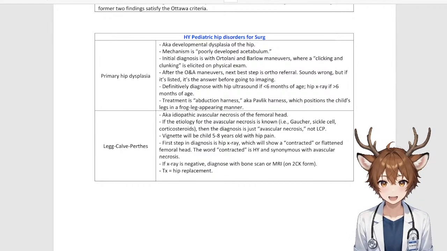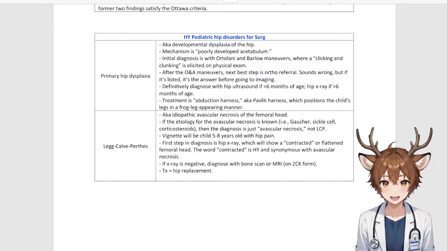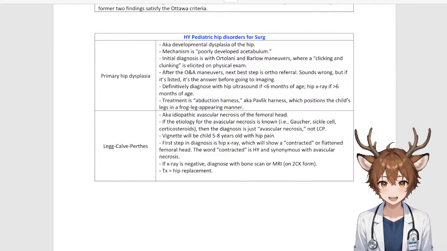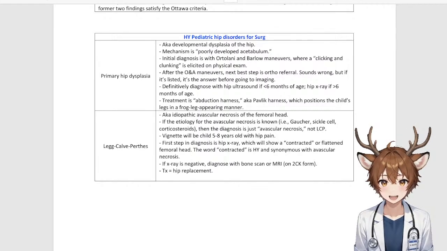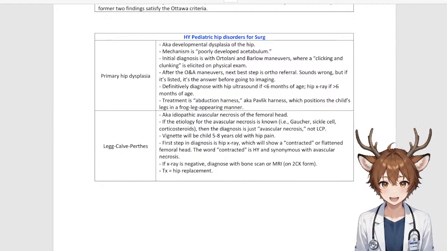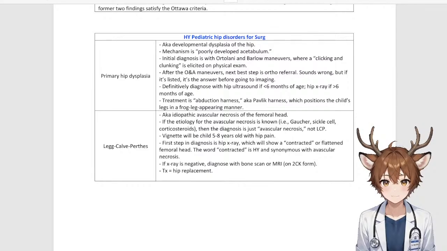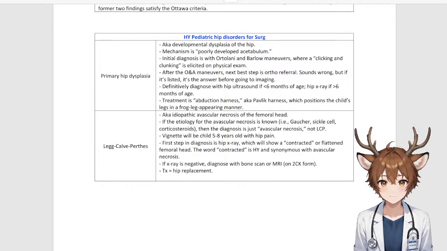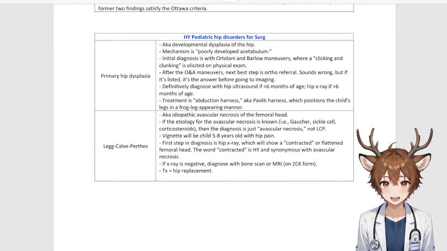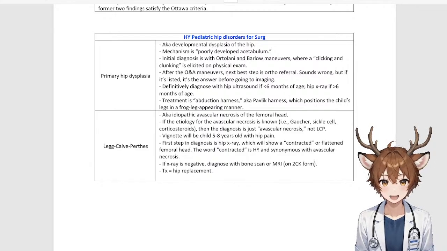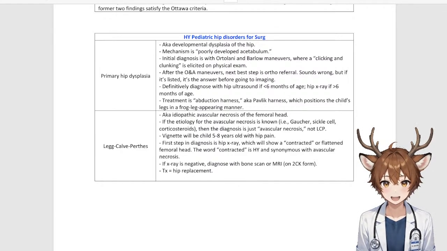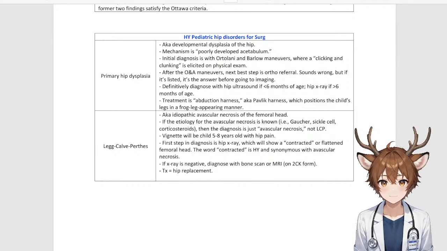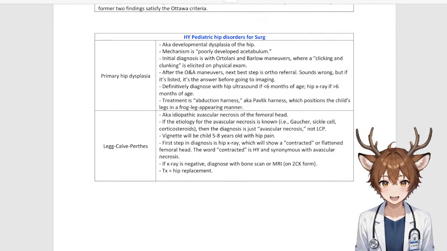Primary hip dysplasia, aka developmental dysplasia of the hip. Mechanism is a poorly developed acetabulum. Initial diagnosis is with the Ortolani and Barlow maneuvers, where a clicking and clunking is elicited on physical exam. If you don't know what those are, go look them up. What you really have to do is do Barlow before Ortolani. So it's B-O, Barlow, Ortolani.